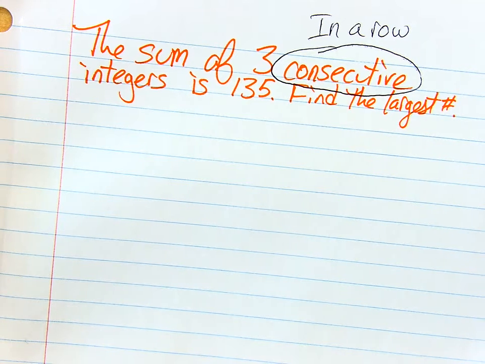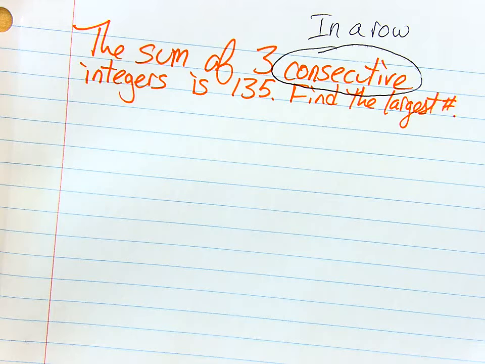You may be able to guess them. Three numbers in a row add up to be 135. It wouldn't take you that long to guess it, right? If you just played around with it long enough, you're going to guess them. But what happens when I give you crazy numbers and I say, okay, it's 10 numbers that add up to be a million something? Then it's not so convenient to be guessing the answers. So we need an algebraic way to solve these. Lucky for you, it's not that bad.